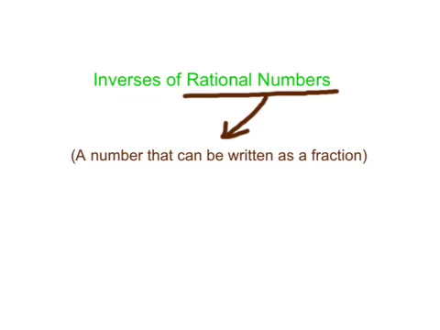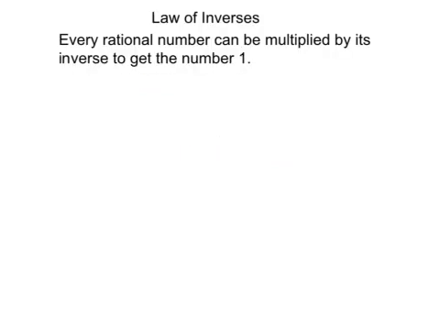This lesson is on inverses of rational numbers. A rational number is a number that can be written as a fraction. The law of inverses says that every rational number can be multiplied by its inverse to get the number 1.